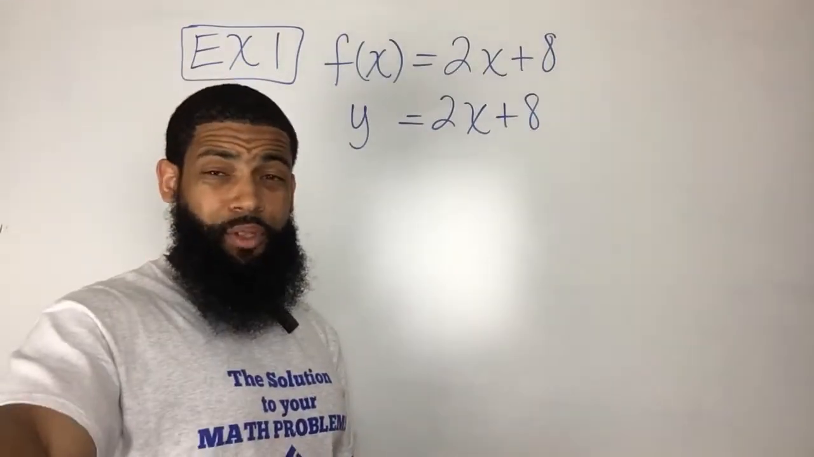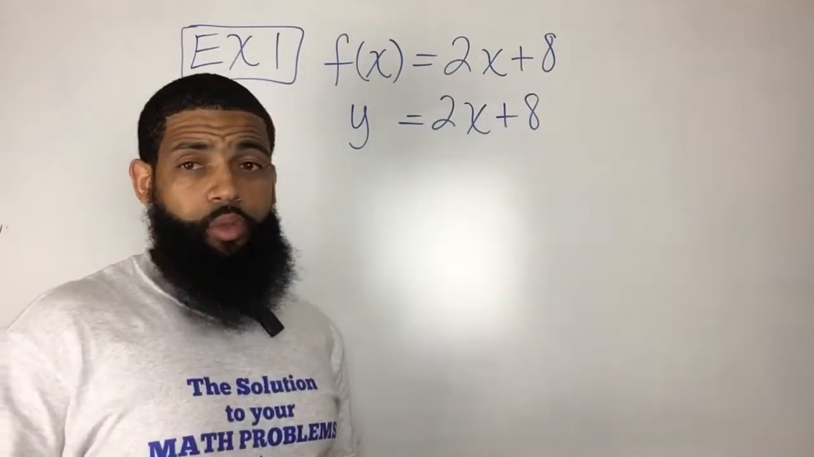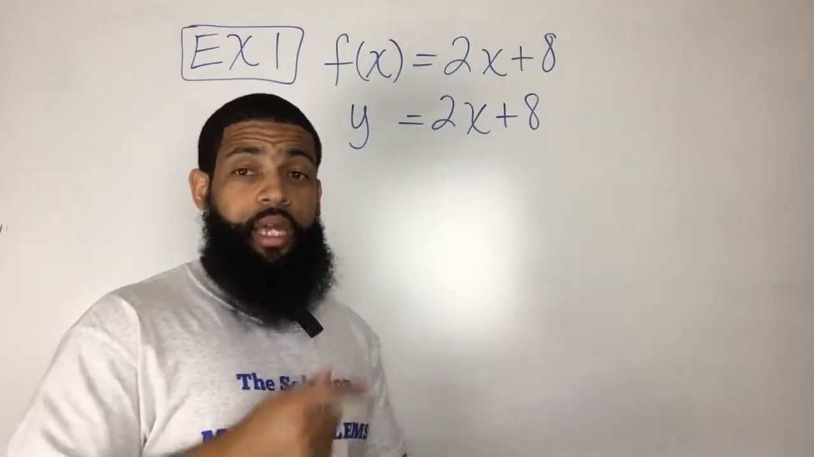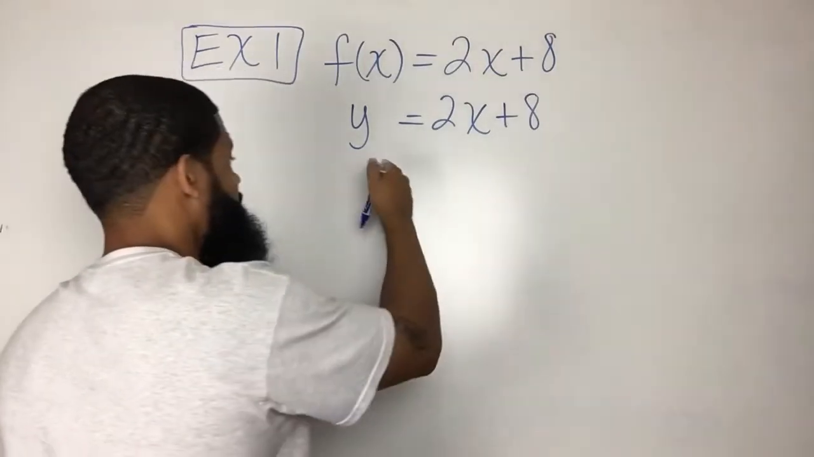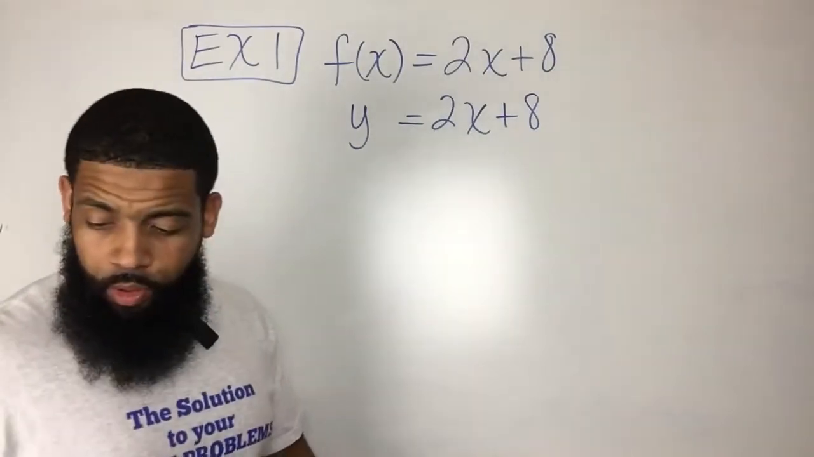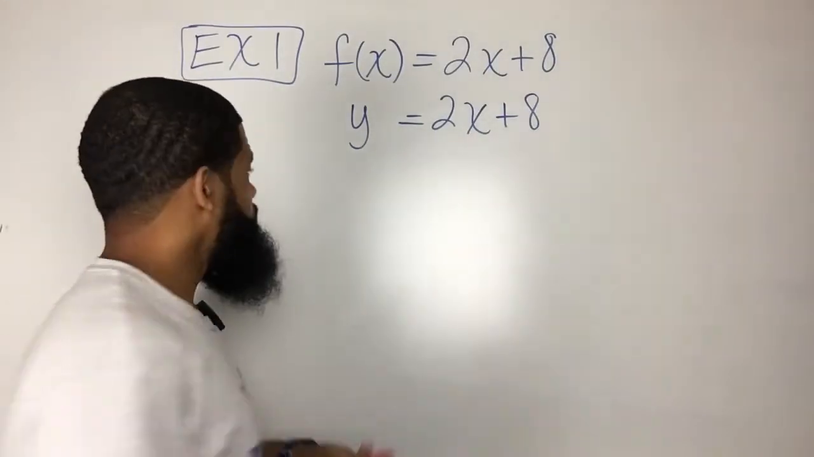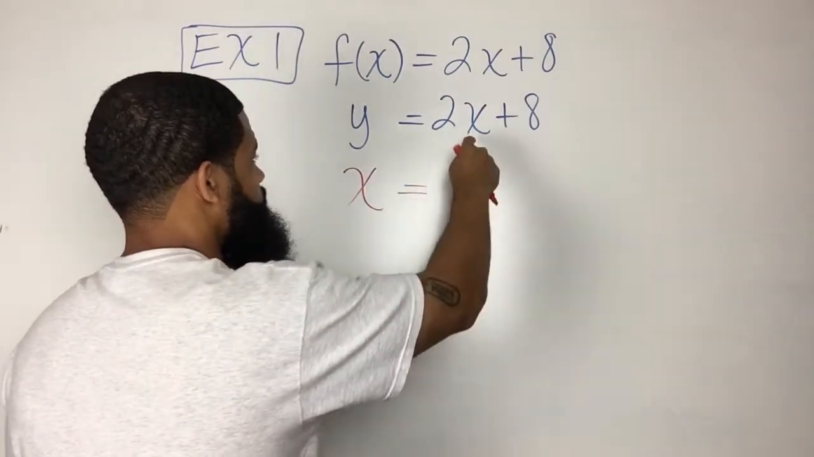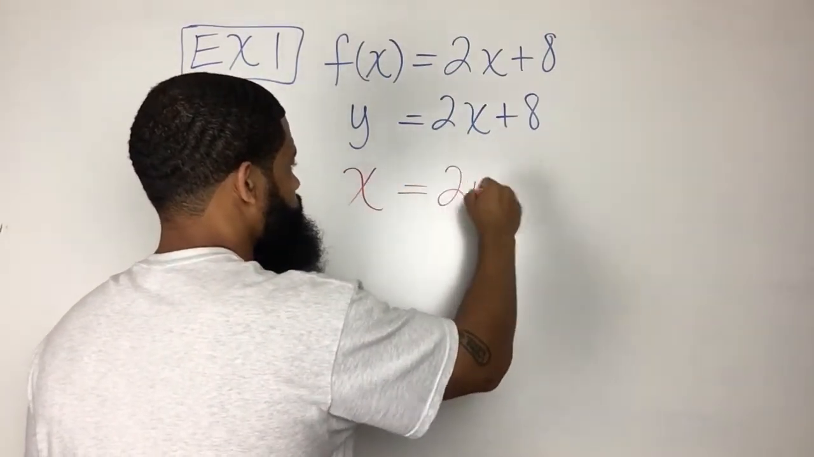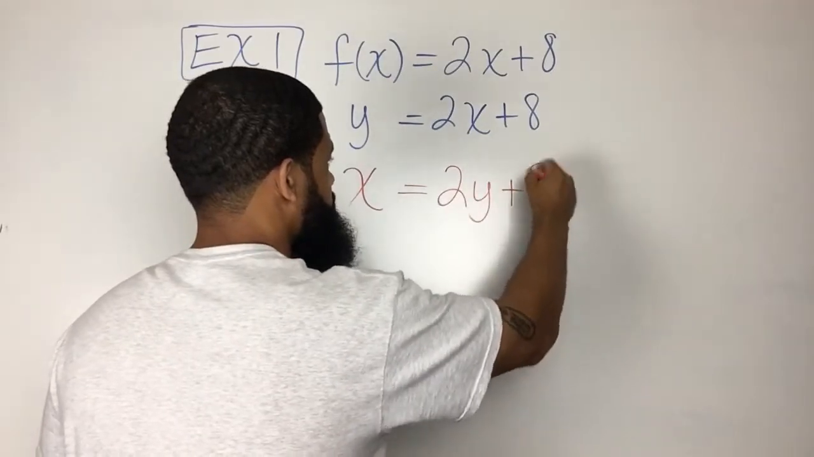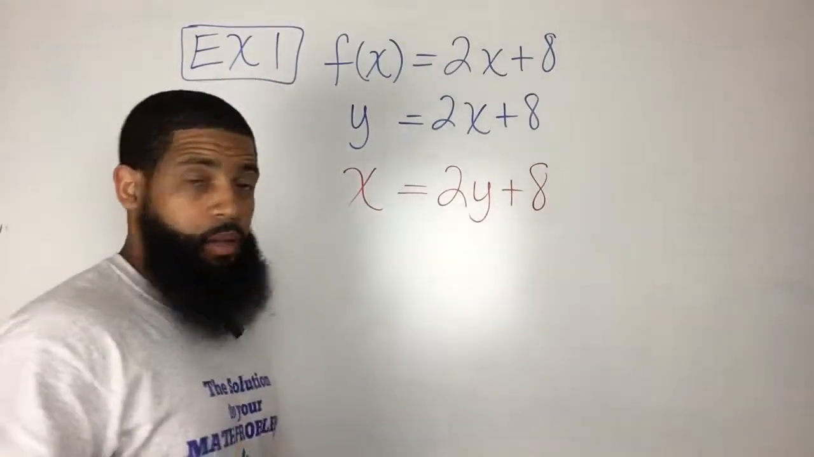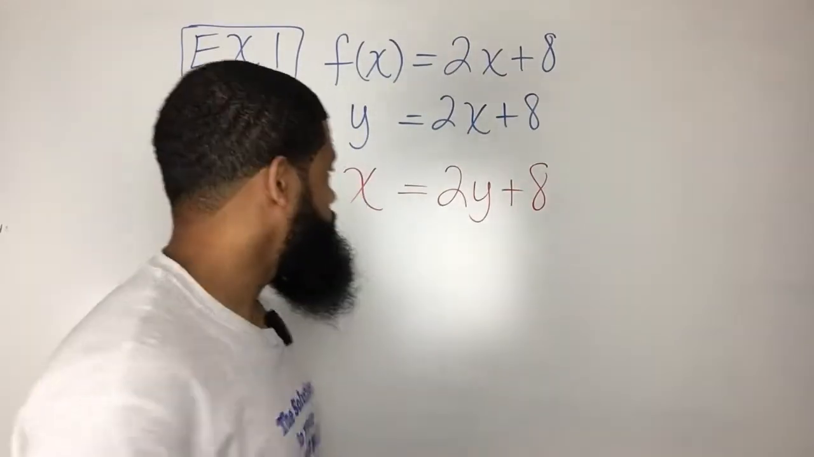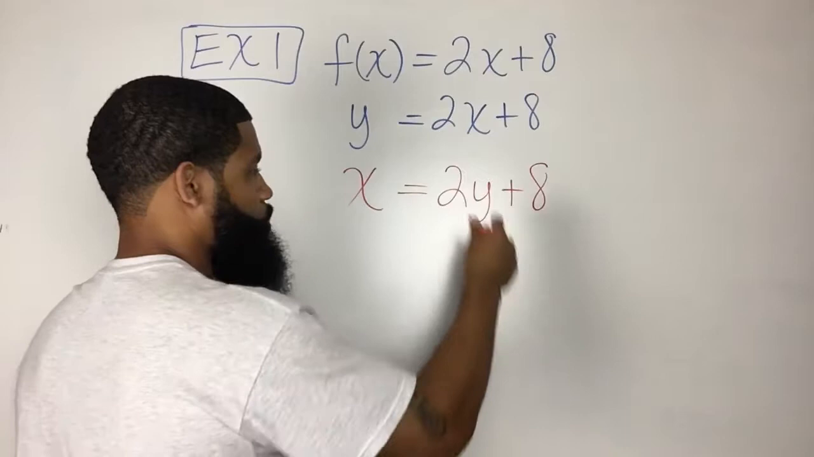Now, in order to find the inverse of a function, I don't need to know what x or y is, but I need to switch x and y. So I'm going to change y to x, and I want to do it in a different color. I'm going to change y to x, and then I'm going to change x to y. So x equals 2y plus 8. Now, when I do this, I'm going to solve for y. So I need to get y by itself.